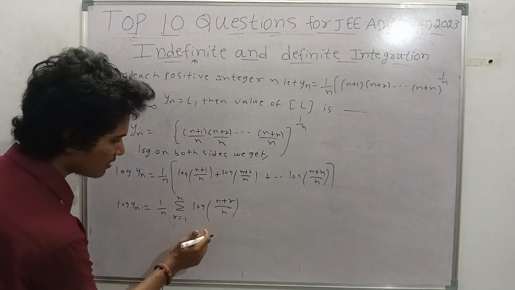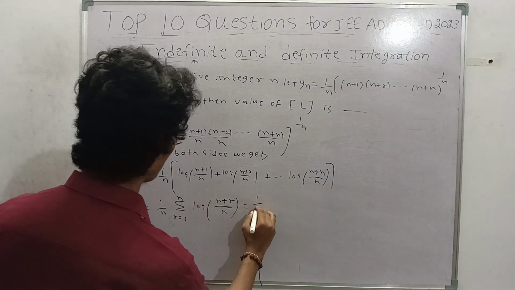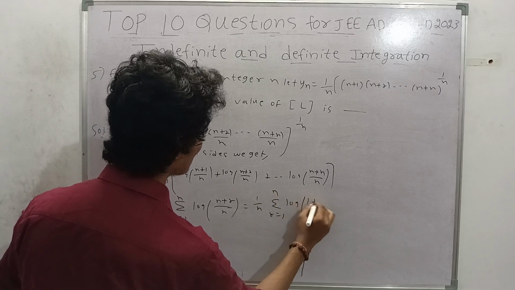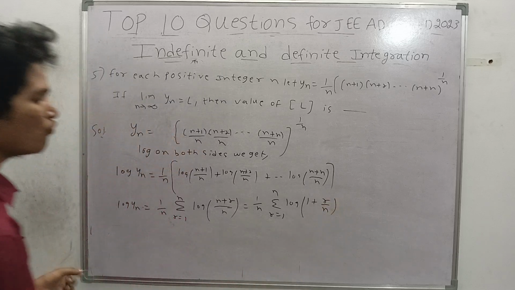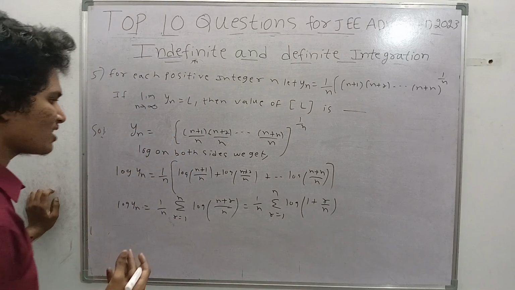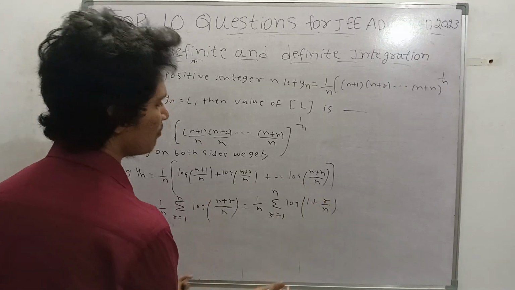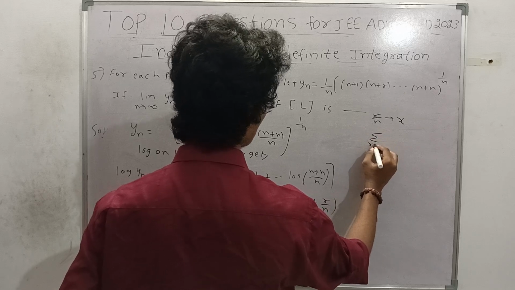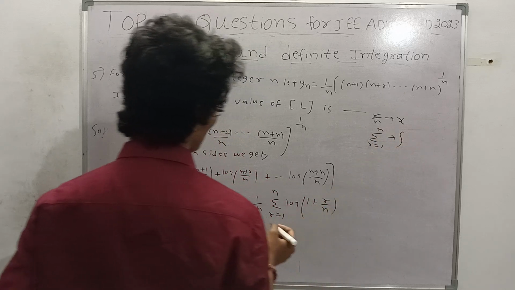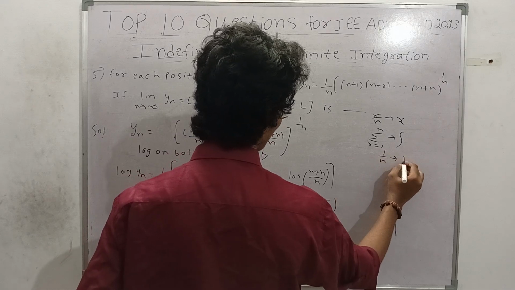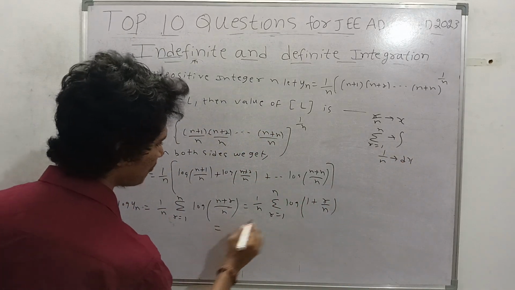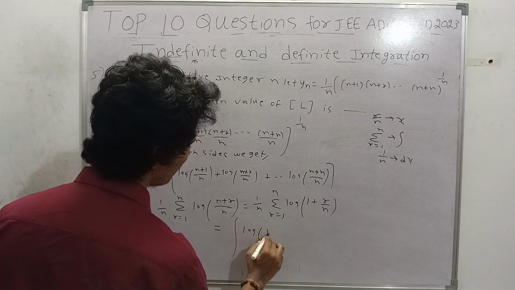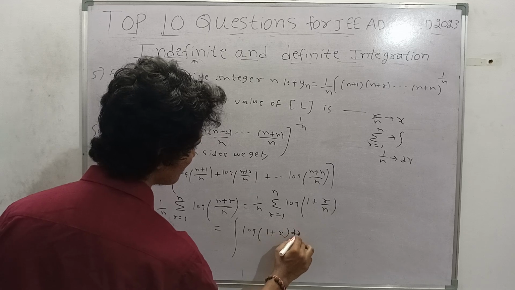So now I can divide these two things. I will write here (1/n) sigma r equal to 1 to n of log(1 + r/n). Now what I said in the Change Makers batch: you can completely transform r/n as x, the sigma part, sigma r equal to 1 to n, becomes integration, and 1/n you can replace as dx. So after this transformation, the complete problem shifts to the integration of log(1 + x) dx.